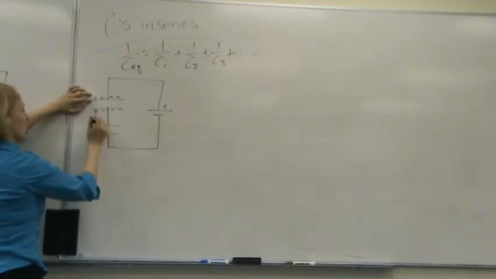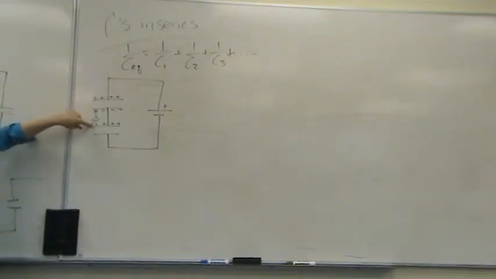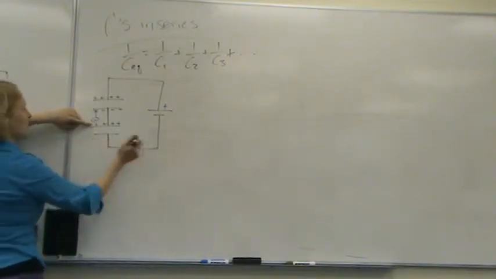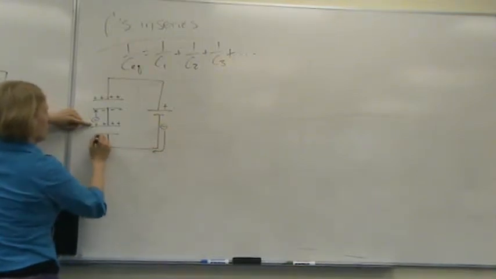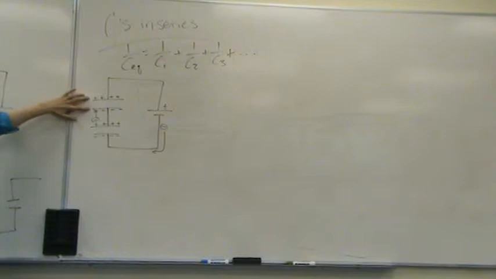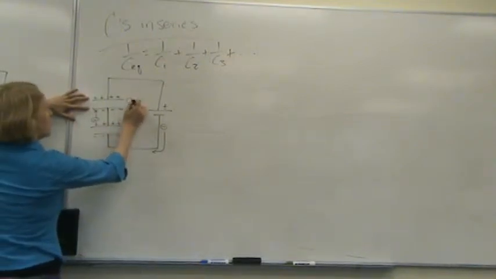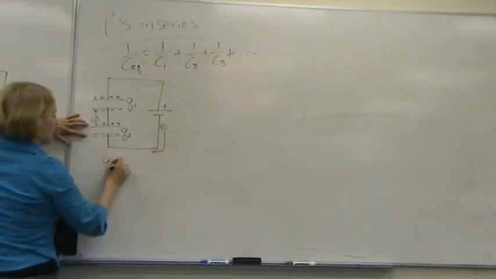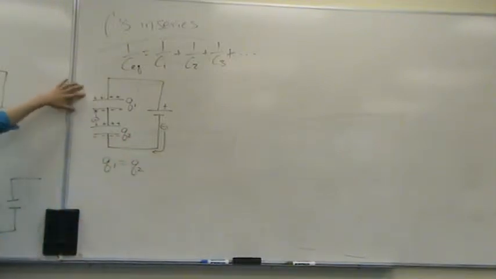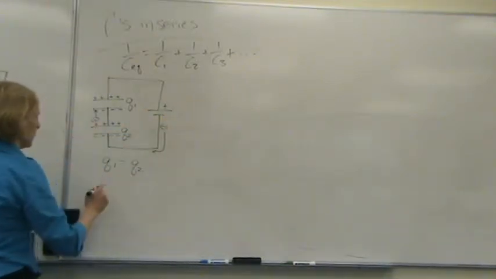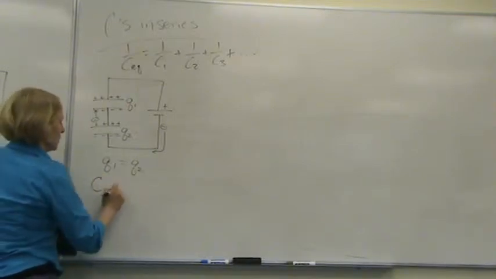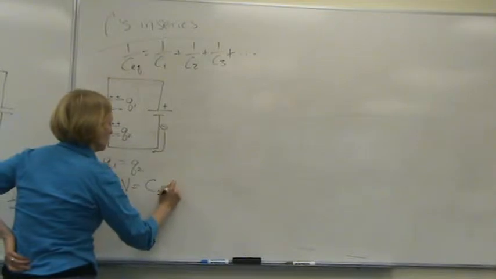And then if there's 4 holes on this plate, then 4 negatives are going to make their way over here. So whatever charge this plate has is going to be the same as the charge on that plate. Q1 equals Q2 for capacitors in series. And then going back to our definition, Q is equal to C delta V. So capacitance 1 times delta V equals capacitance 2 times delta V.